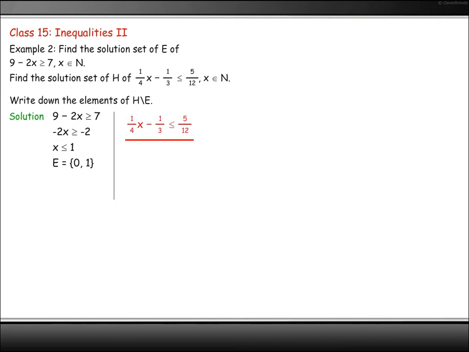Multiply across by 12 to get rid of the fractions. X's to the left and numbers to the right. The solution is x is less than or equal to 3. The set H contains all the natural numbers less than and including 3.